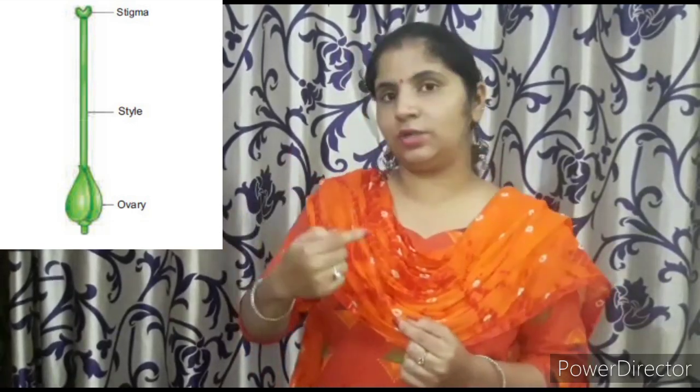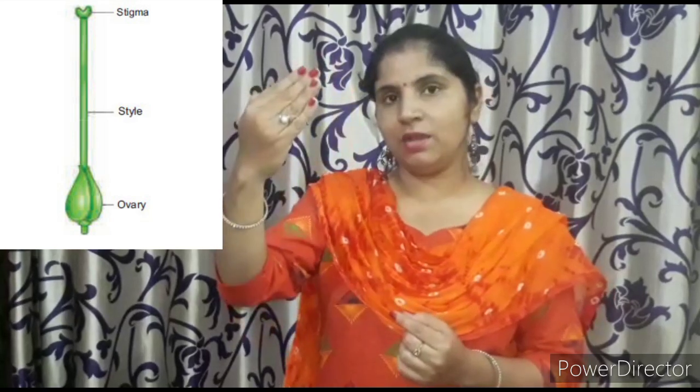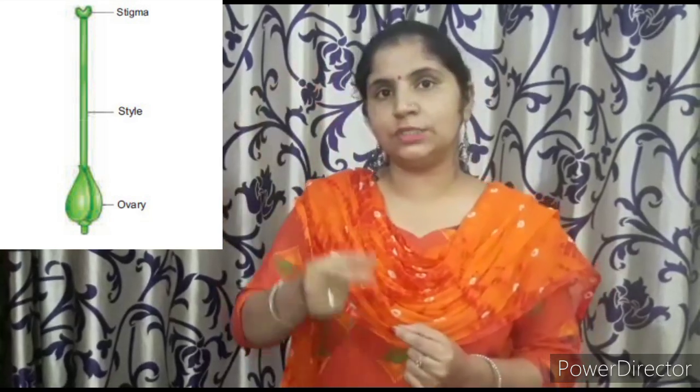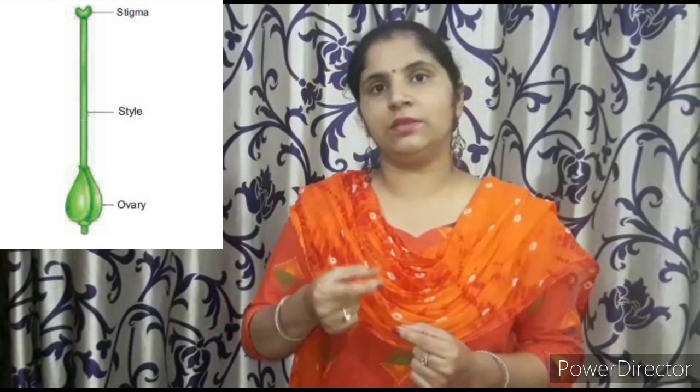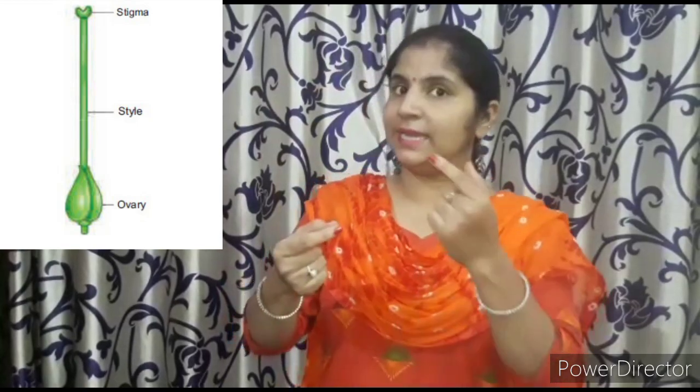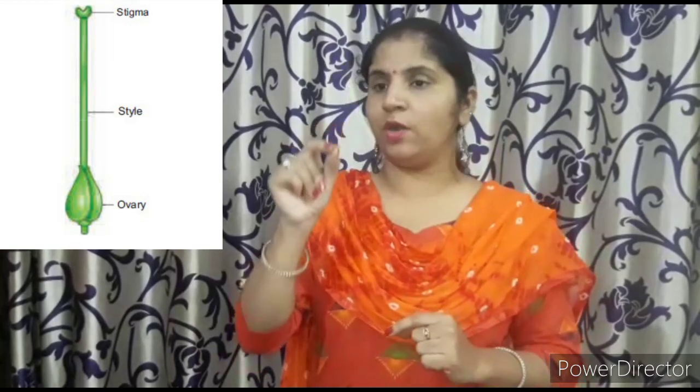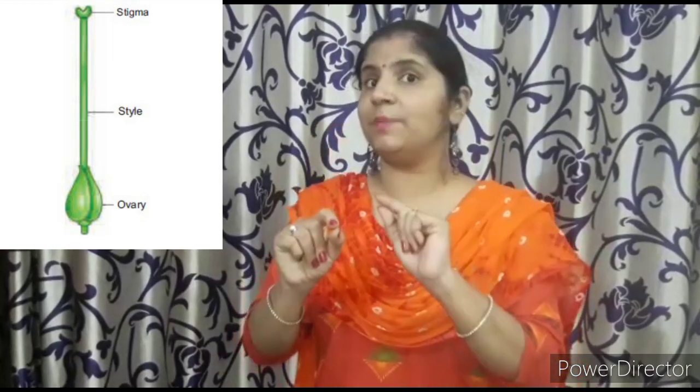Now at the base is the swollen ovary, and between the stigma and ovary is a long tube that is known as style. The function of style is to transfer male gametes from stigma to ovary. At the top of the style the stigma is present, and as the name indicates, stigma means to stick. So it can stick the pollen grains from the male part of the flower, that is androecium, to the female part of the flower.